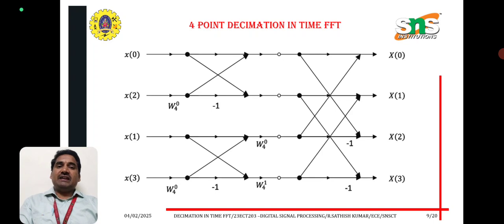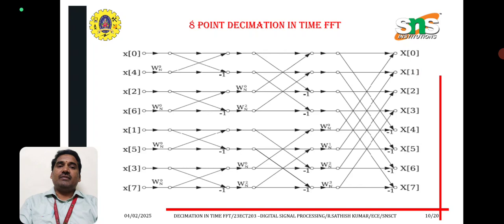4-point decimation in time FFT. First we calculate the 2-point DFT. From the results of 2-point DFT we calculate the 4-point DFT. The input must be in bit reversal order. Output must be in normal order. X of 0, X of 2, X of 1, X of 3 at the input, and 0, 1, 2, 3 at the output. This is the 4-point decimation in time FFT.